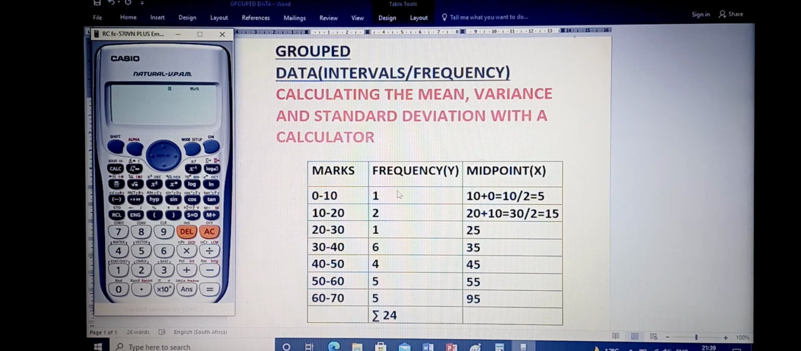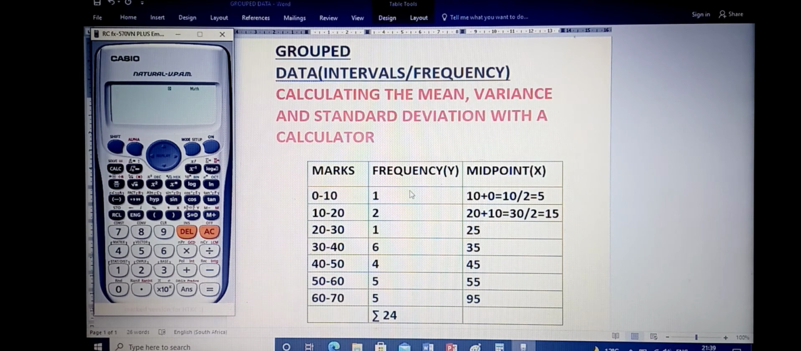Okay, another thing about frequency is if you find the sum of your frequencies, this will tell you how many students there were in the class altogether. So 24 students, and these are their marks grouped in interval form.